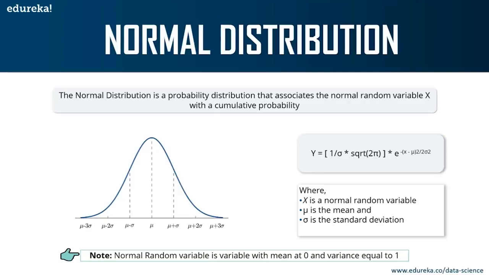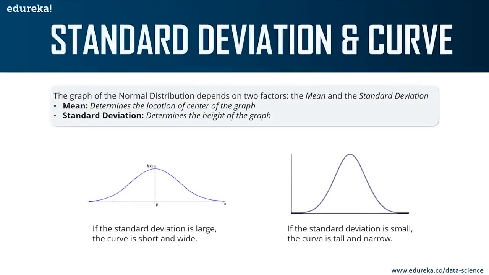When it comes to normal distribution, there are two important factors: the mean of the population and the standard deviation. The mean in the graph determines the location of the center of the graph, and the standard deviation determines the height of the graph. If the standard deviation is large, the curve is going to look something like this: short and wide. And if the standard deviation is small, the curve is tall and narrow. So this was it about normal distribution.